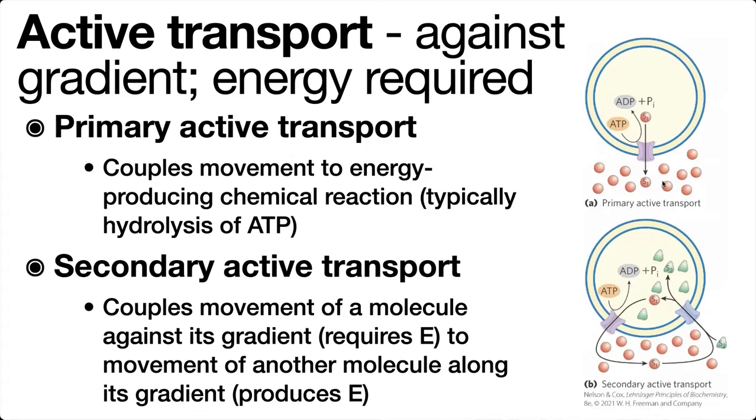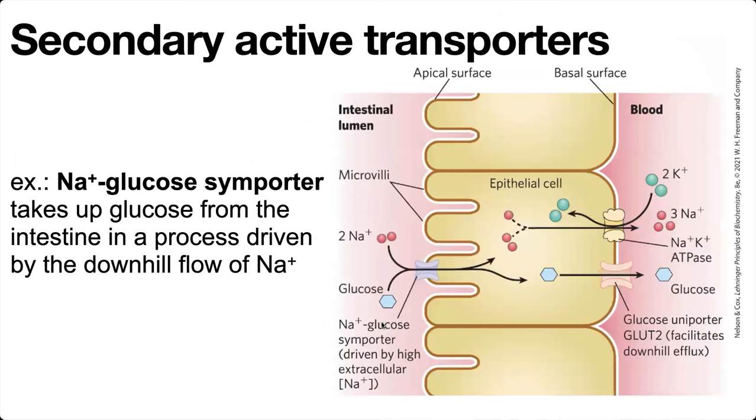Now let's talk about secondary active transport, where our friend's paying the cost ahead of time for us. In secondary active transport, we're going to couple the movement of a molecule against its gradient, so an energy requiring process, to the movement of another molecule along its gradient, an energy producing process. But remember that in order to have a molecule have a gradient, we then needed to be spending energy in order to maintain that gradient. And that's where the energy spending comes into play, is to create the gradient that then is used to power the movement of another molecule.